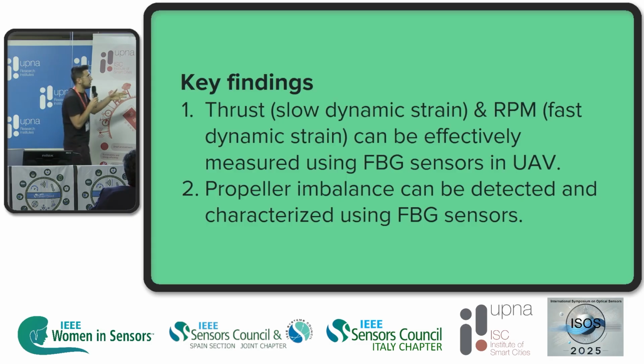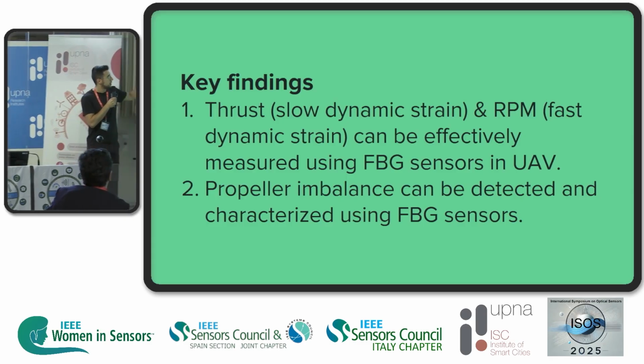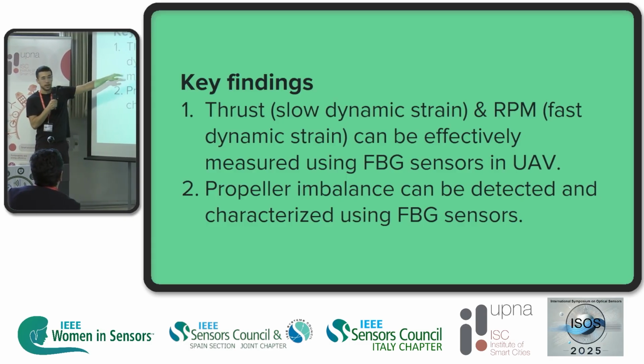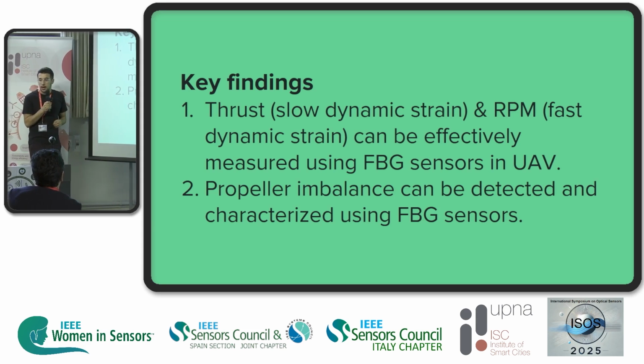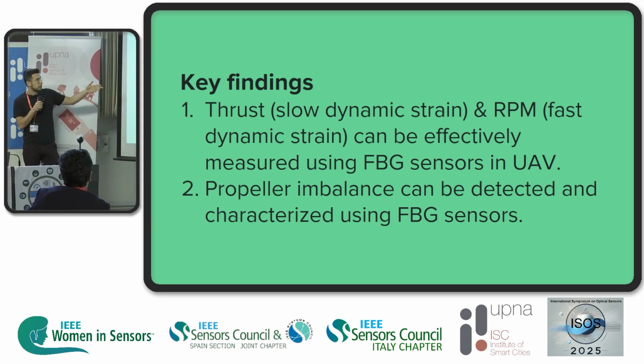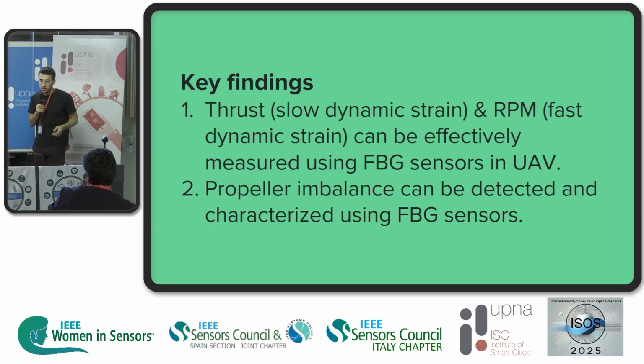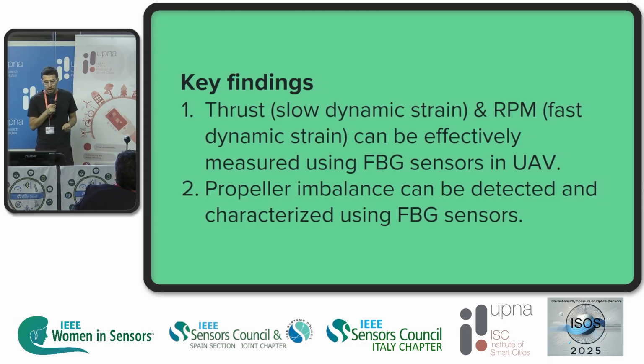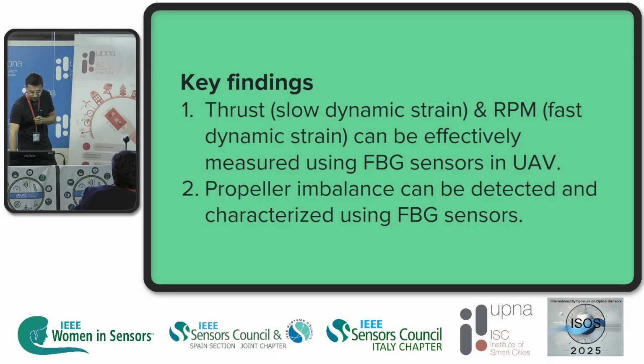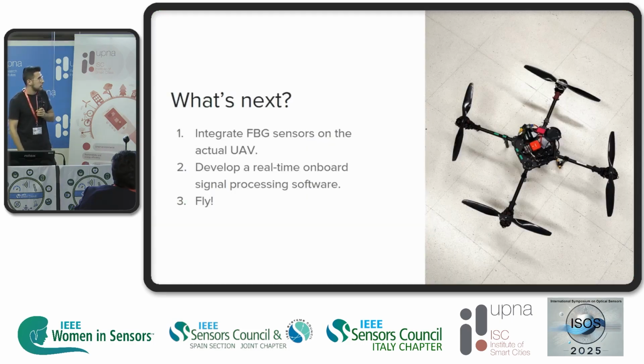So the key findings from our initial test are that the thrust associated with the slow dynamic strain and the RPM associated with the fast dynamic strain can be effectively measured using those FBG sensors in a UAV. And also we can characterize the propeller imbalance using this type of FBG sensors. So the obvious question, what's next?